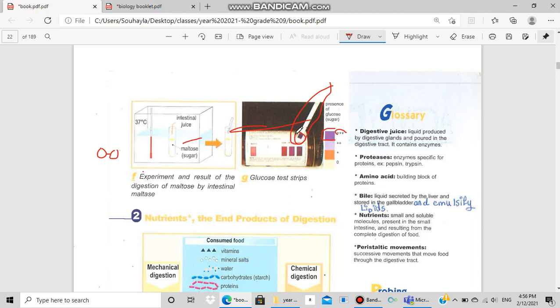This means that maltose, which is present in the test tube after a certain period of time, is transformed into glucose by the action of what? By the action of the intestinal juice that contains which enzyme? Maltase. Maltase transforms maltose into glucose. So the end product is glucose. So pay attention. Watch the video more than one time.